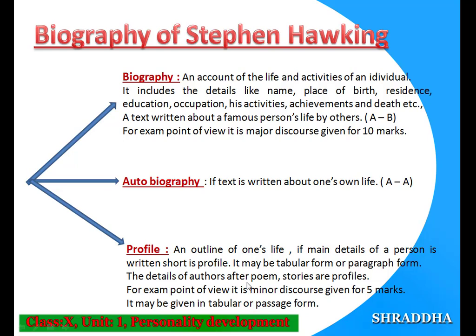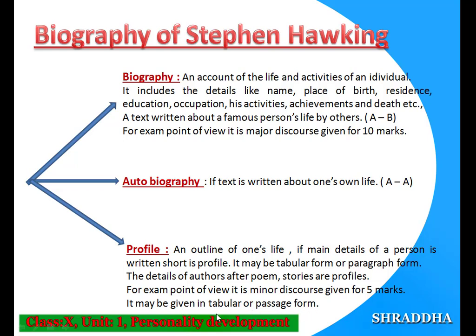The details of authors after poems and stories are profiles. You see the 'about the author' after reading A, reading B, reading C, or after the poems also. They are all profiles, that means very short details are covered in the text. From the exam point of view, it is a minor discourse given for 5 marks. Already we have discussed there are two types of discourses, major and minor. Major is for 10 marks, minor is for 5 marks, and this profile comes under minor discourse, and it may be given in tabular or passage form.